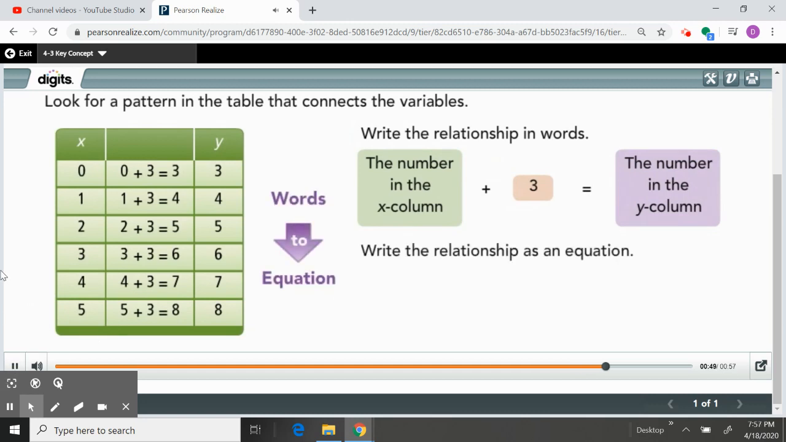Write the relationship as an equation. X plus 3 equals y. There you go. X plus 3 equals y.